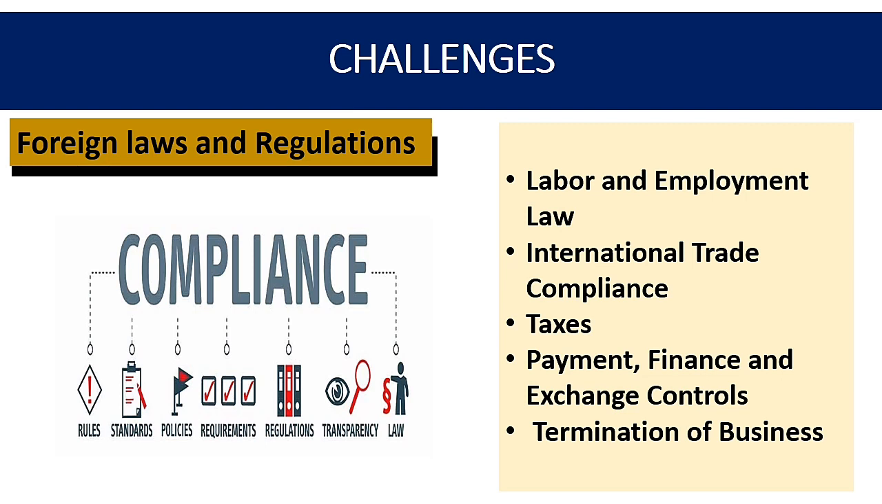Some of the foreign laws that multinational corporations need to consider are the following. Number one is the labor and employment law. Each country has distinct regulations pertaining to labor and employment. So the business firm in international market needs to consider those differences. Another one is the international trade compliance, the taxes, payment, finance and exchange controls. Another one is the termination of the business, and among others.